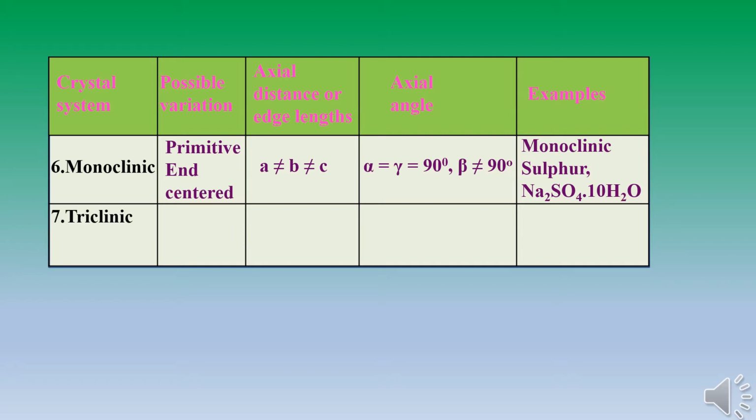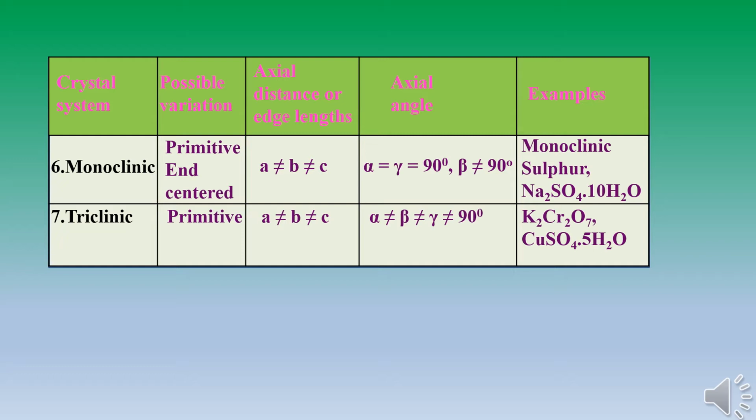Seventh one, triclinic system. Possible variation, primitive. Axial distance, A is not equals to B is not equals to C. Axial angle, alpha is not equals to beta is not equals to gamma and it is not equals to 90 degree. Examples, potassium dichromate, copper sulfate pentahydrate, CuSO4·5H2O.